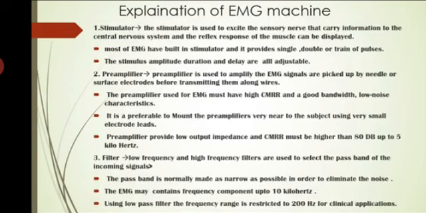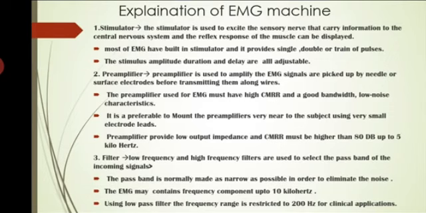The stimulator is used to excite the sensory nerve that carries information to the central nervous system, and the reflex response of the muscle can be displayed. Most EMG machines have a built-in stimulator that provides single, double or train of pulses. The stimulus amplitude, duration and delay are all adjustable.